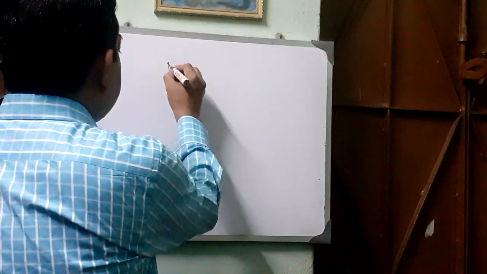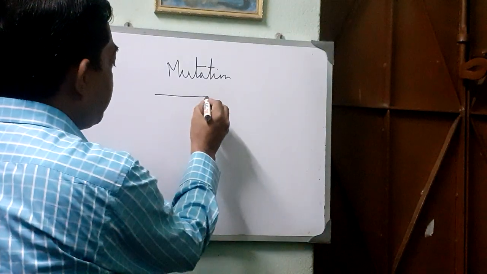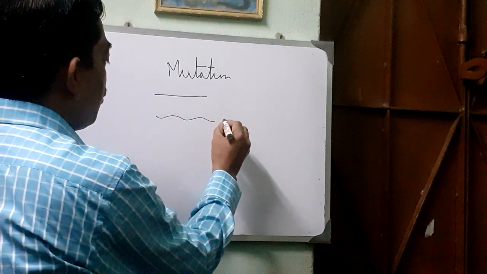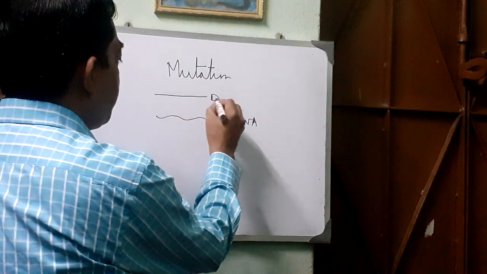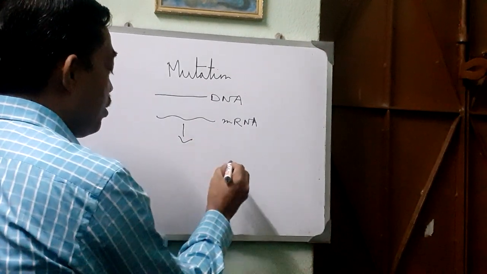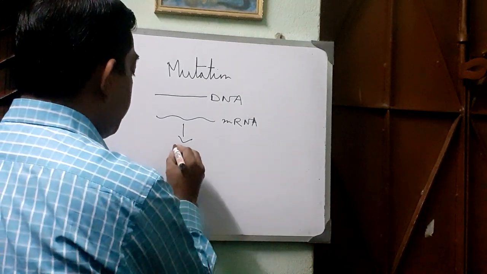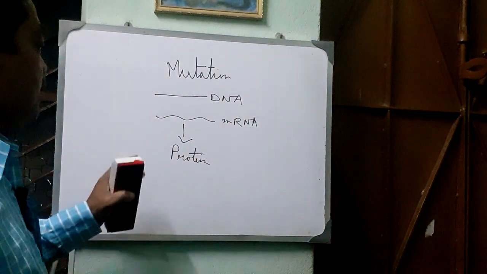So mutation, today's topic is mutation. Actually we have told you first the DNA template will be here, and then mRNA will be produced by transcription, and then ultimately protein will be produced. There are several amino acids that will be joined to produce the protein. So protein will be produced here. Finally, this is called translation. I have discussed all these things in my previous videos.